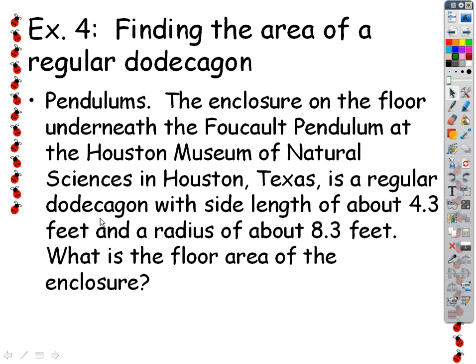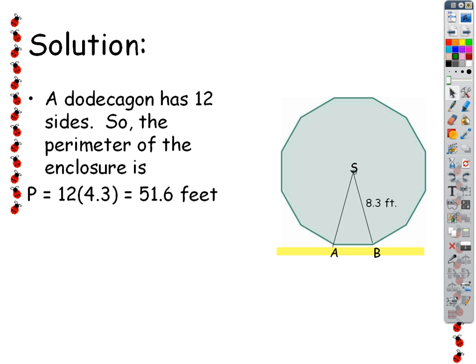Okay, so then we want to come up with the area of that polygon. There's the polygon. That's 8.3 feet. That's 4.3 feet, right? If I want to do that, I just need to know what the ingredients are in my formula. Well, we said that the formula for the area was just 1/2 the apothem times the perimeter. Now, I could calculate the perimeter pretty easily, couldn't I?